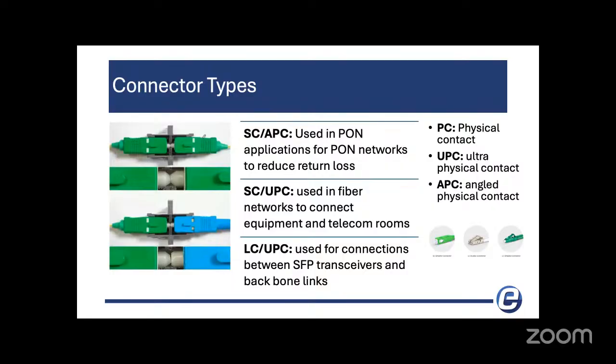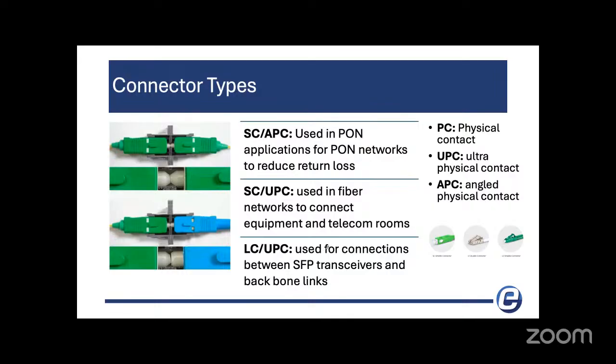Okay, so our connector types, as I was explaining: SC/APC is used in PON networks, PON applications with reduced return loss. But you also have UPC. It's used in smaller distances, and it's good in telecom rooms.